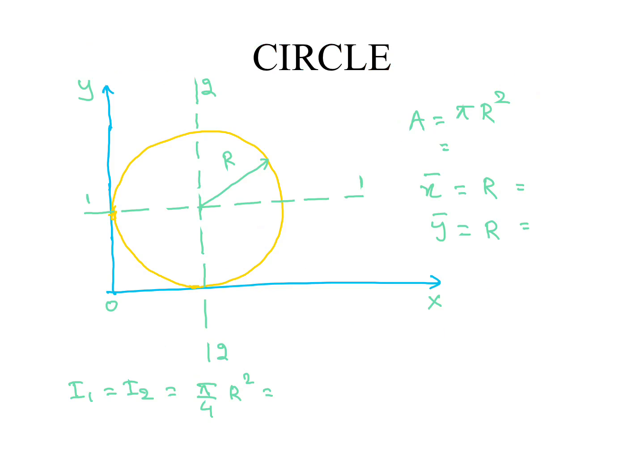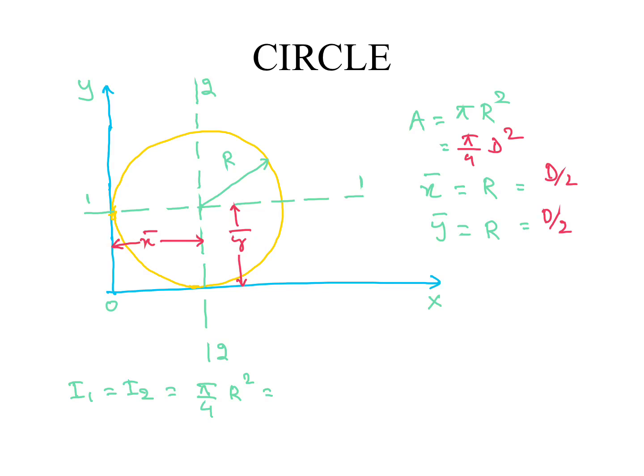Here in this circle, area is pi r square, in diameter term pi by 4 d square. x bar is this distance, parallel to x axis, and y bar is parallel to y axis. It's d by 2 in d term, here d by 2.